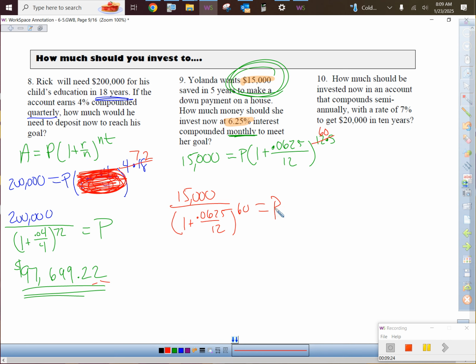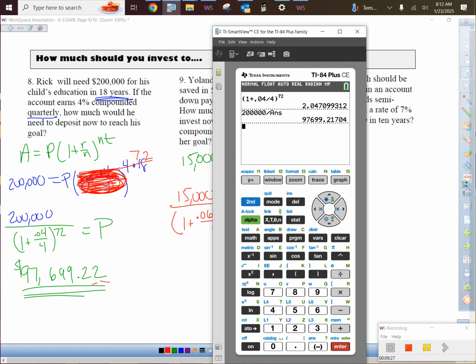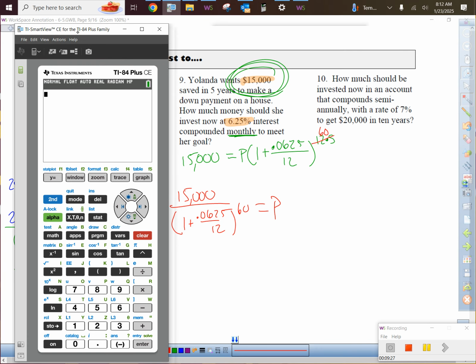And if we punch the denominator in first, it will really make life a lot easier. There are other ways to do it. It's just a bunch of messy parentheses. You also, when you punch this denominator in, you have to put that mess in parentheses. Otherwise, it's not going to work out right either. So you got to do that 1 plus 0.0625 divided by 12, and then raise that to the 60th. Like that's got to be in the parentheses.